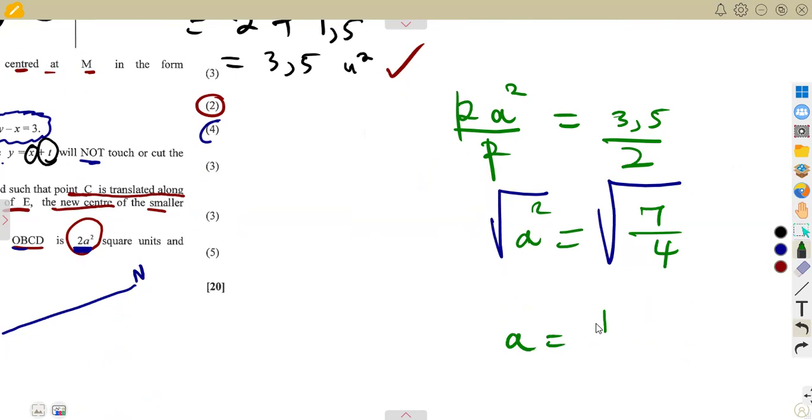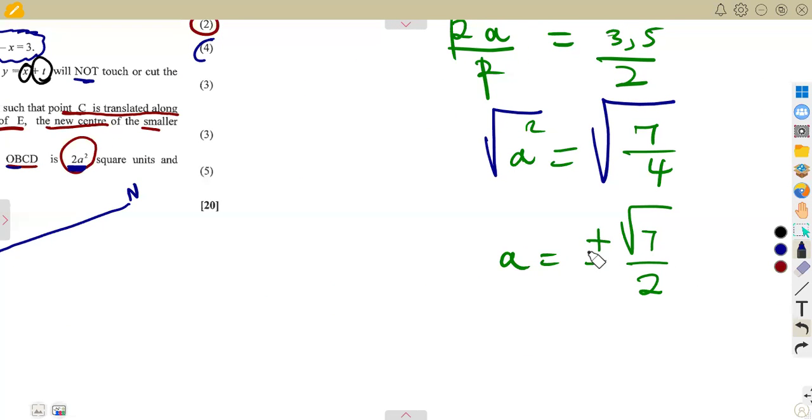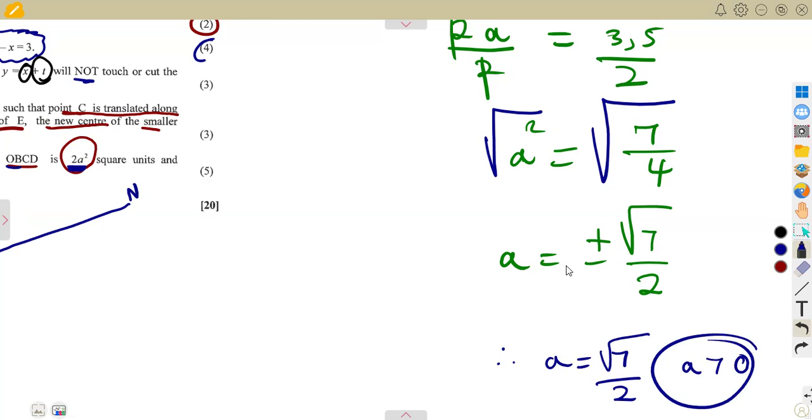So a being the square root of any number, plus or minus, gives us plus or minus the square root of 7 over 2. We do not know the square root of 7, but we know the square root of 4 is 2. But we are told before that this a is greater than 0. That's why we are given that condition, because there are 2 possible values. So therefore our a is the one greater than 0, meaning positive values. So that's the square root of 7 over 2. That is the one that we are going to take since a is greater than 0.